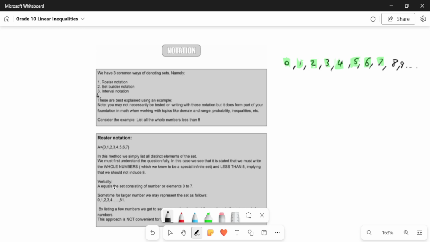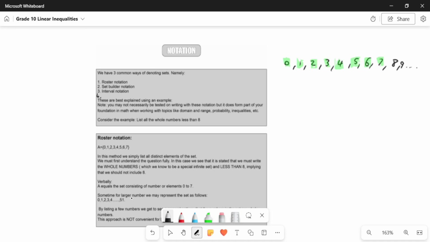Verbally, we say A equals the set consisting of numbers or elements 0 to 7. The way we would denote this is, A is equal to an open brace, 0, 1, 2, 3, 4, 5, 6, 7, close the brace. And that's how you do roster notation. You list the distinct elements of the set.